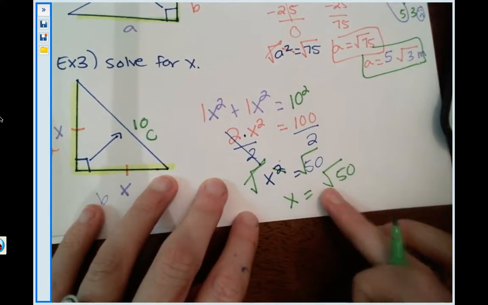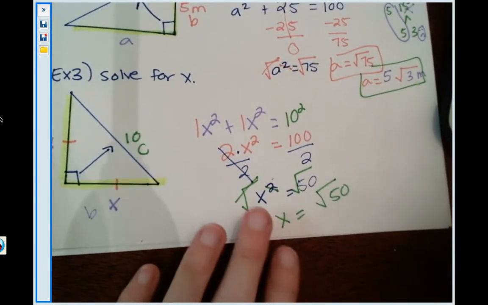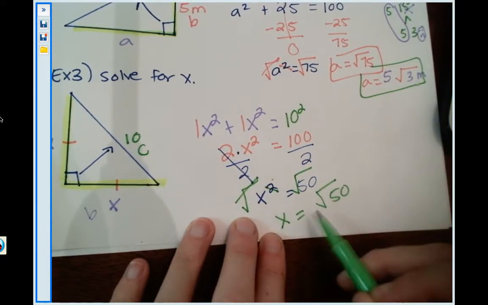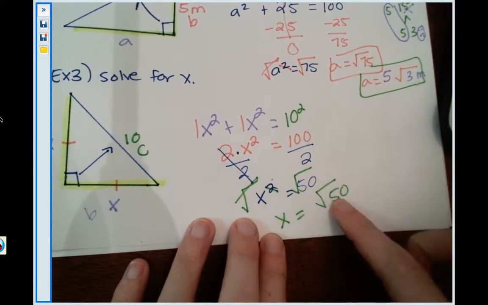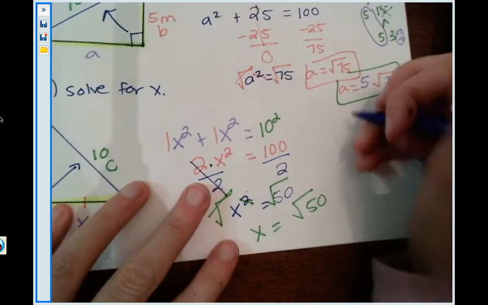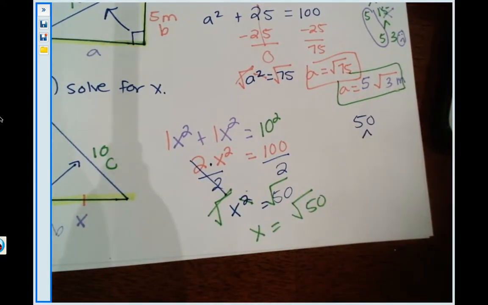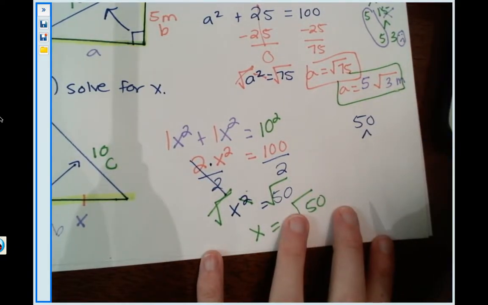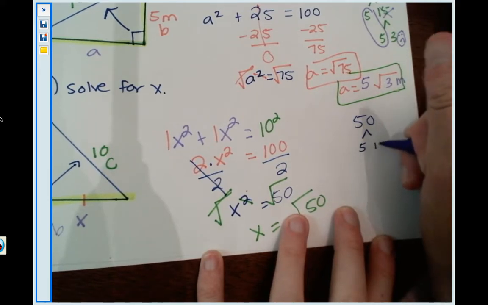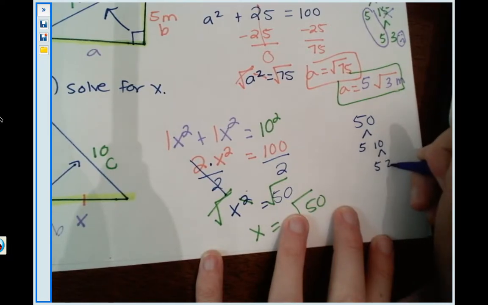Remember, we don't put the plus or minus because we cannot have a negative side length on our triangle. Now before I box in my answer, the square root of 50 is not a perfect square. So what do we have to do when our radicals are not perfect squares? You guys are so smart. You do have to do a factor tree. So I'm going to do my nifty factor tree over here and write down what goes into 50. Two things that multiply to be 50 are 5 times 10. And two things that multiply to be 10 are 5 and 2.